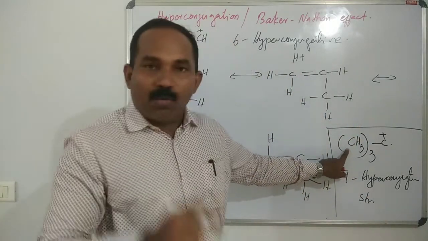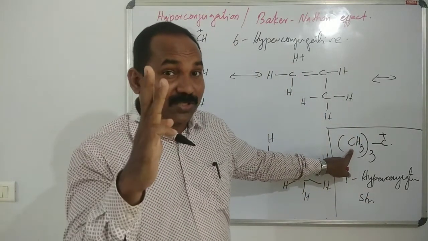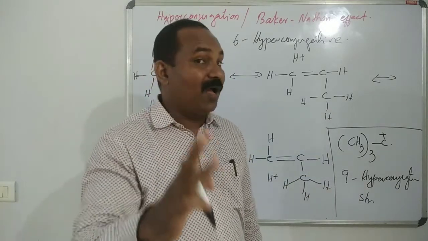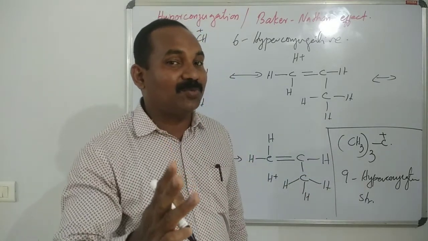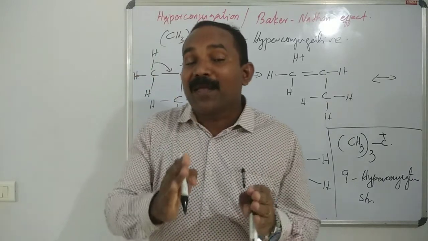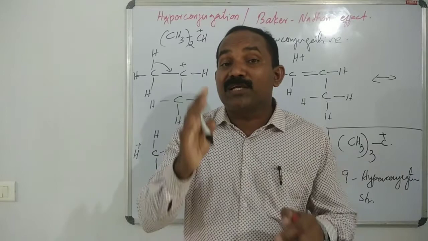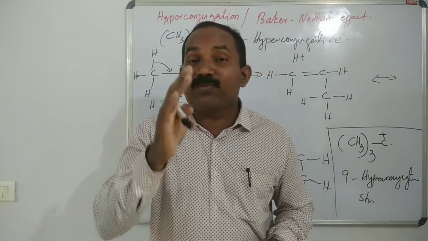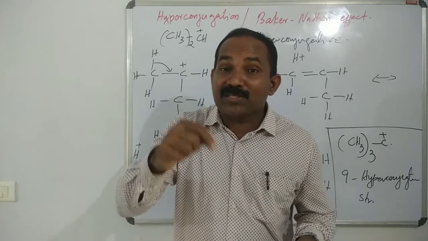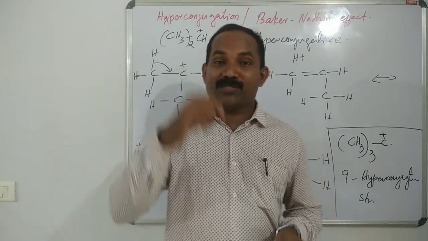Okay, 3. One CH3 contributed 3 structures. Another CH3 contributed 3 structures. And the third CH3 contributed 3 hyperconjugative structures. Totally 9 hyperconjugative structures in tertiary butyl carbocation. Now we come to the stability of the carbocation.